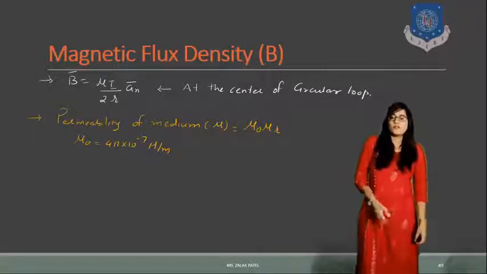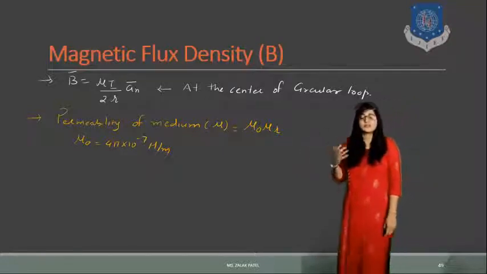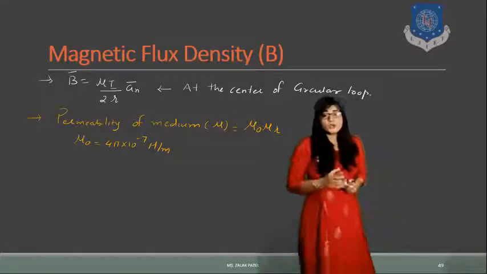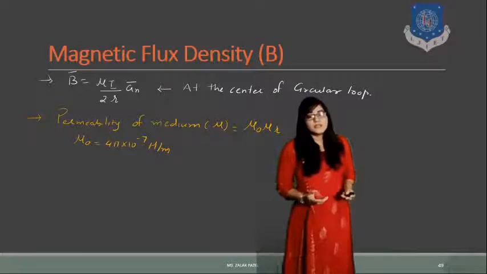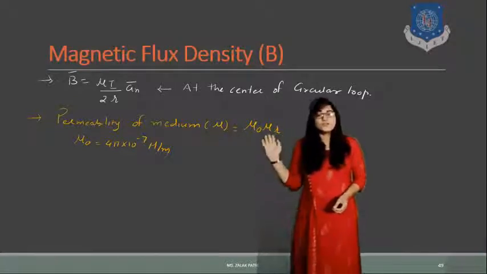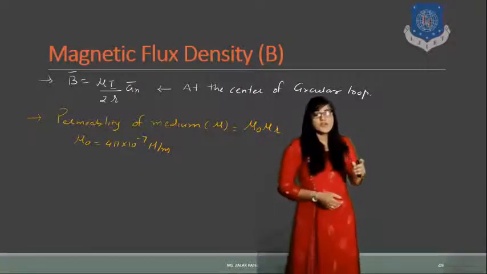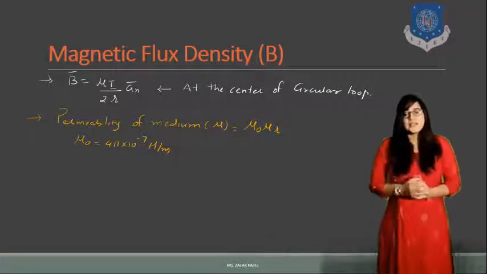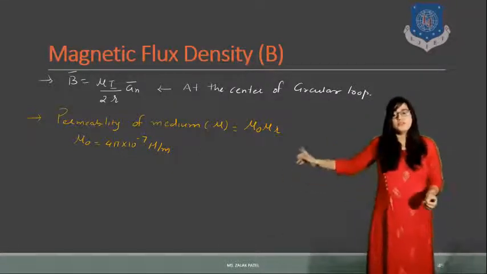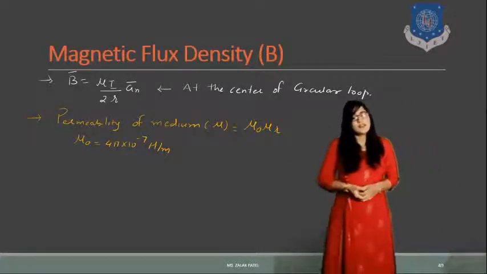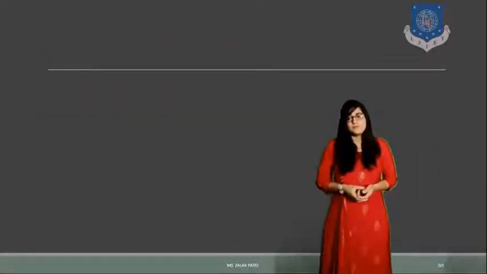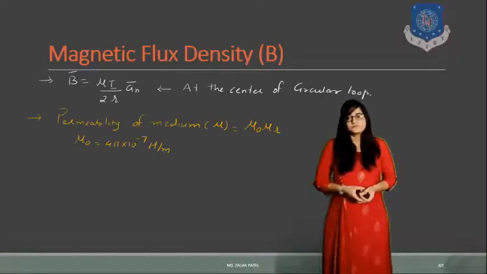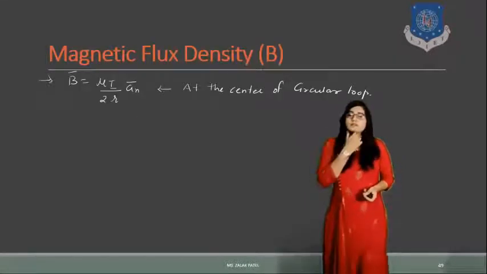Now, permeability of the medium: as we discussed, in case of magnetic field you have to take the permeability, and the permeability is mu equal to mu 0 into mu r, where mu 0 is the free space permeability and mu r is the relative permeability. Here mu 0 is 4 pi into 10 raised to minus 7 Henry per meter or Weber per ampere meter. So here we get the mu 0 value.